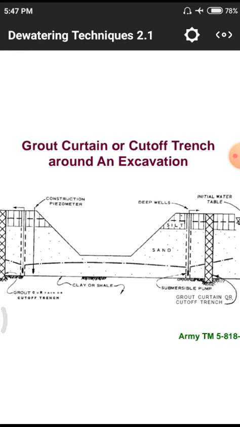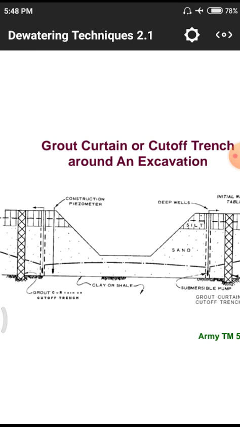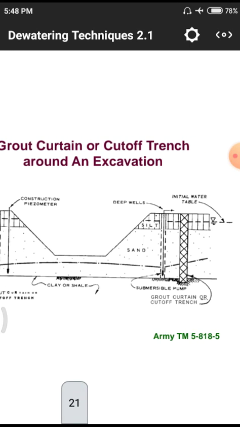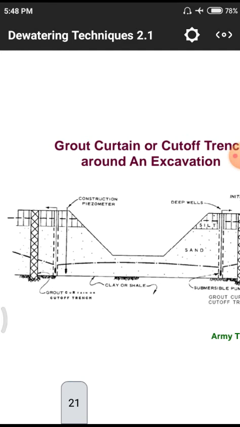The excavation is very deep for tall structures, and excavation is shallow for normal structures. Why? Because of the foundation conditions and others. Here we are using clay or shale soils. After that we are having the grouting procedure, cut off trenches on both sides of the soil. Why? Because the initial water table is up to some depth. After that we are having a sand layer.